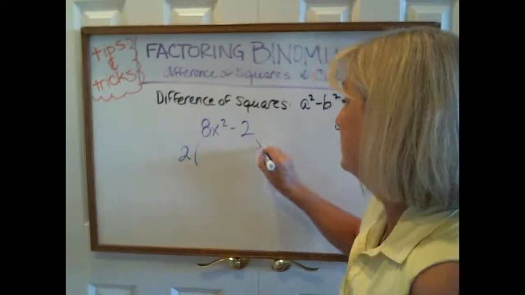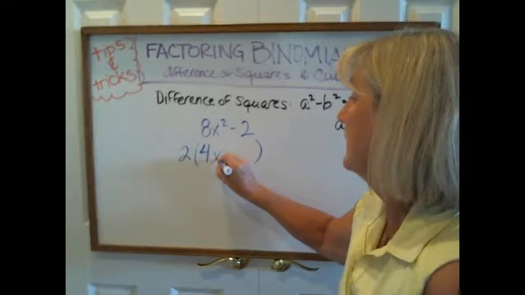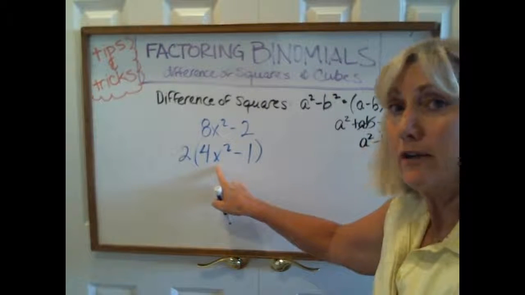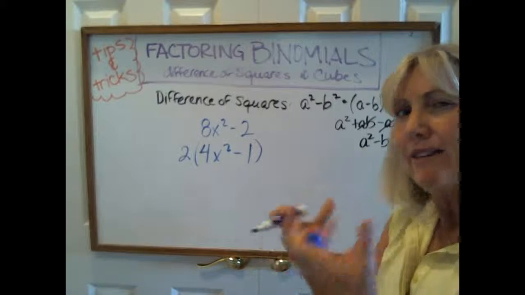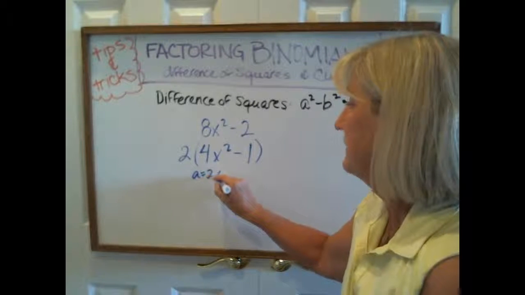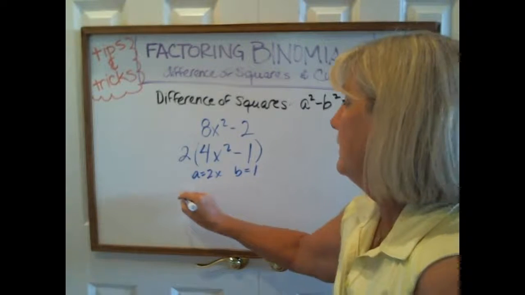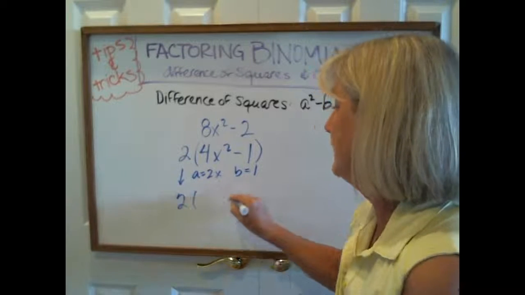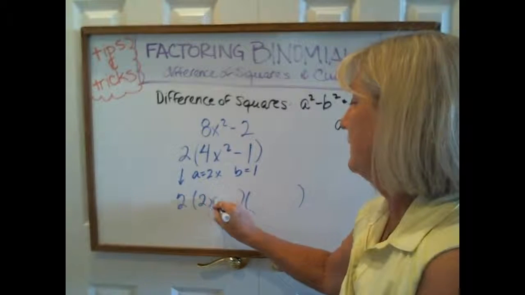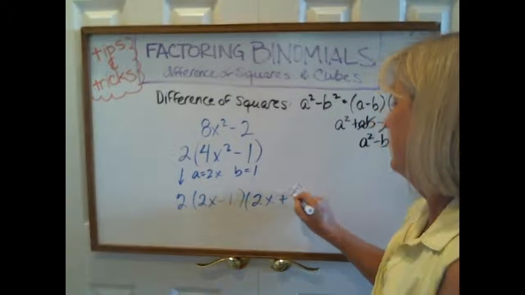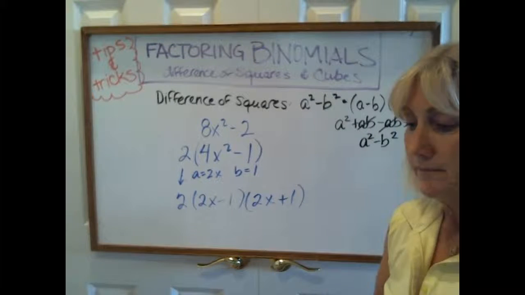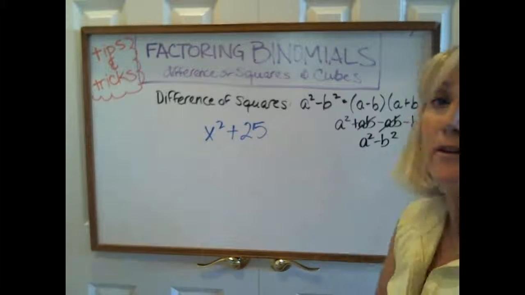So if I factor out a 2, what's left is 4x squared minus 1. Now, 4x squared is a perfect square, and 1 is a perfect square. It's kind of a sneaky perfect square, so you don't always recognize it. So I'm going to say a equals 2x, b equals 1. So I'm going to make sure to bring down that 2. I don't want to forget that. And it's going to be a minus b, a plus b. So it's going to be 2 times 2x minus 1 and 2x plus 1. So that's how that one is done. That's my second example.